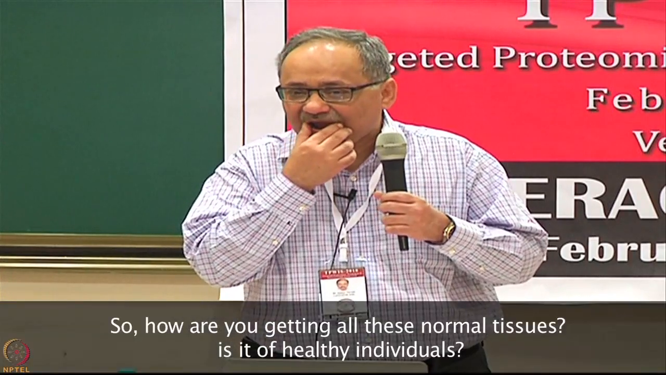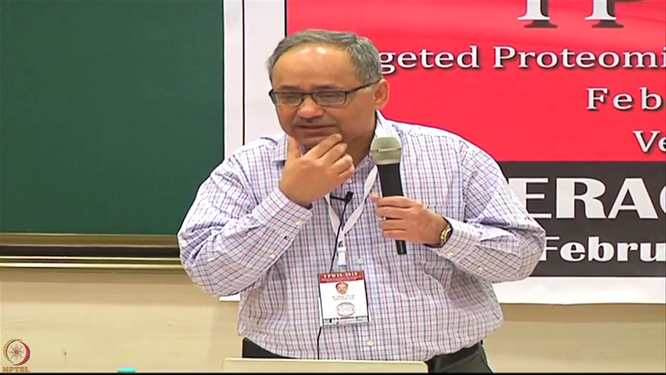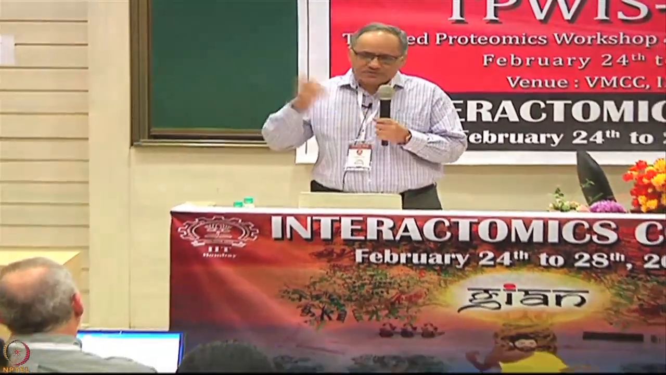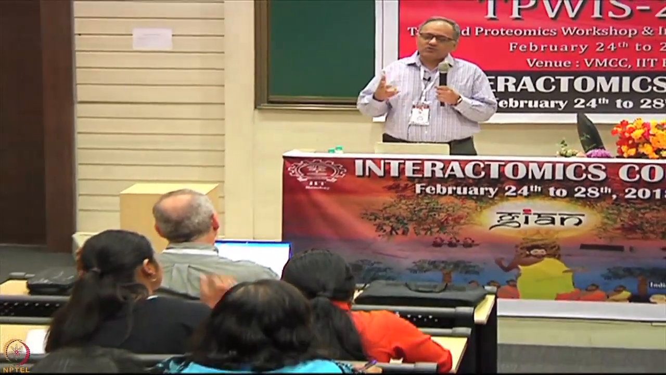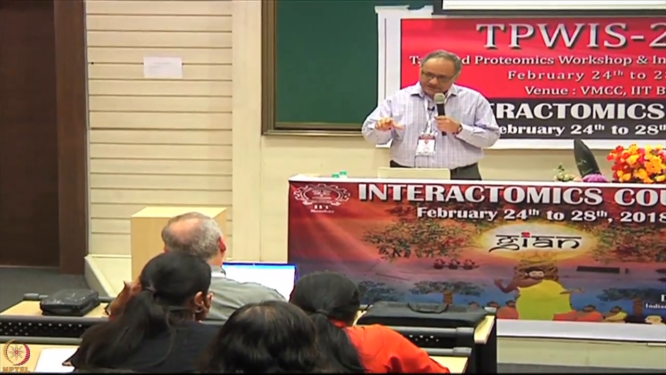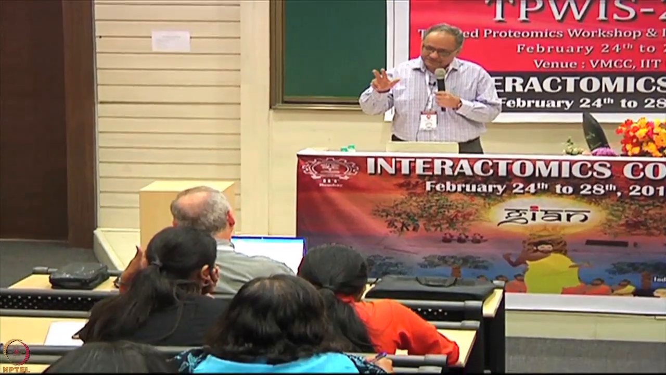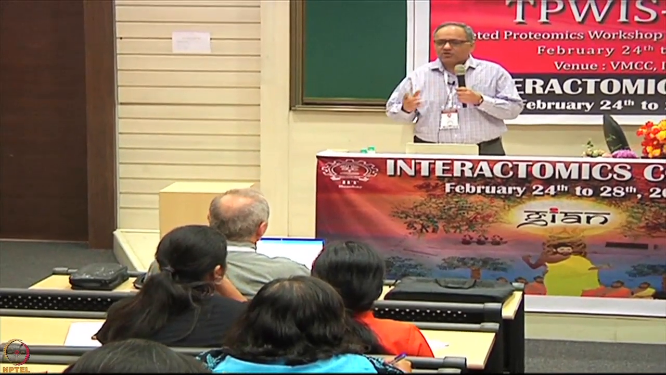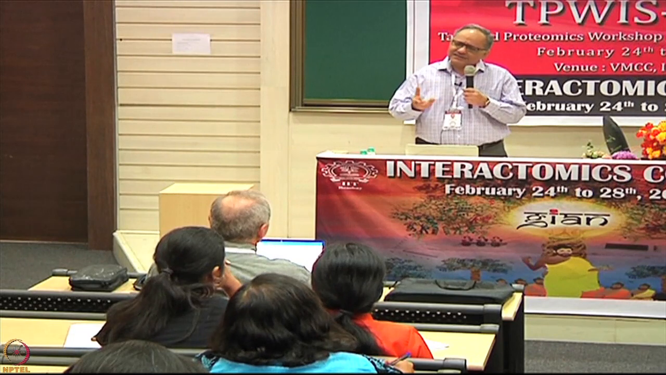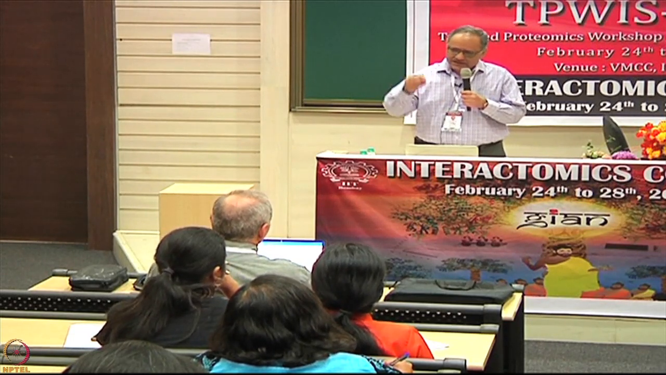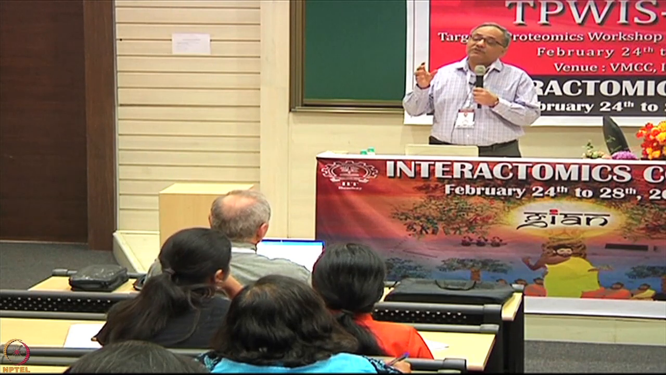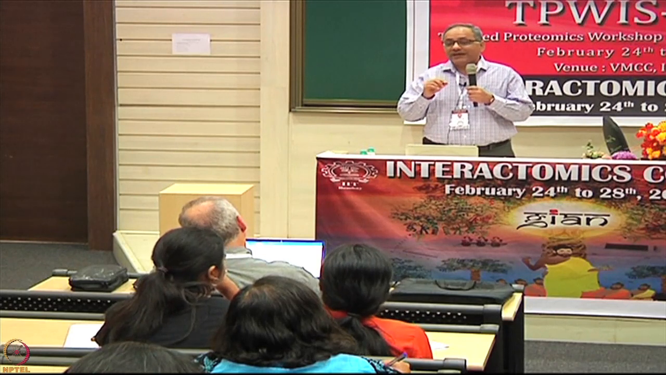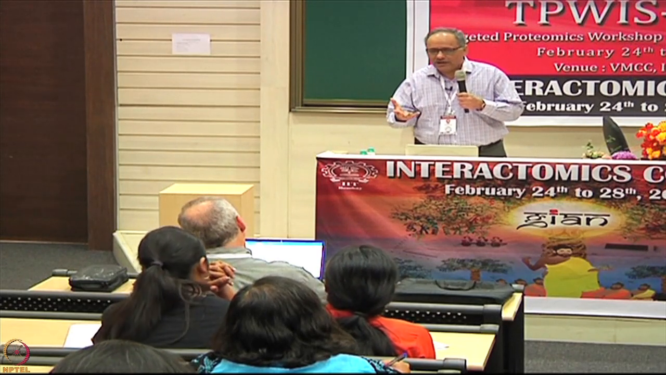How are you getting all these different normal tissues from healthy people? Yeah, I tried to define healthy. One source was autopsies. And the other source was people who had been biopsied but who were non-cancer. That was the control that was used. Not every biopsy expected a diagnosis of cancer. Some of those biopsies were done to rule out a cancer. So therefore they were not entirely normal.